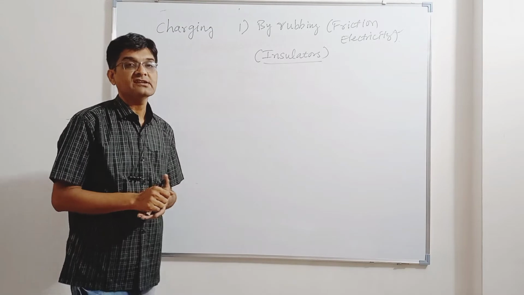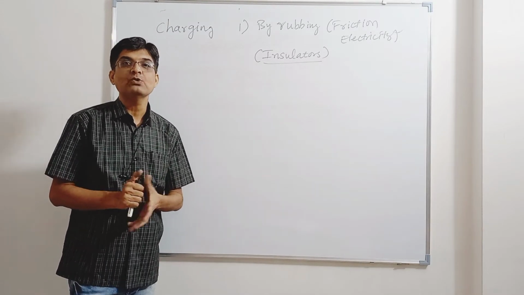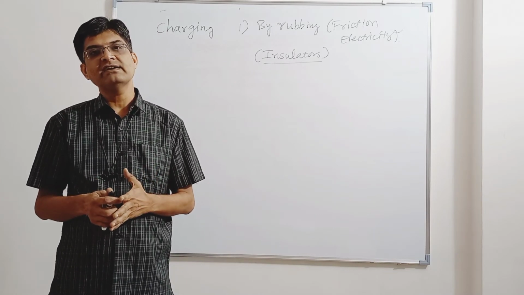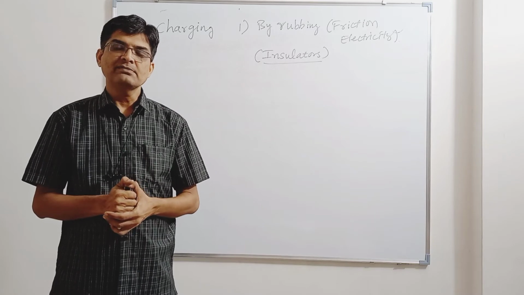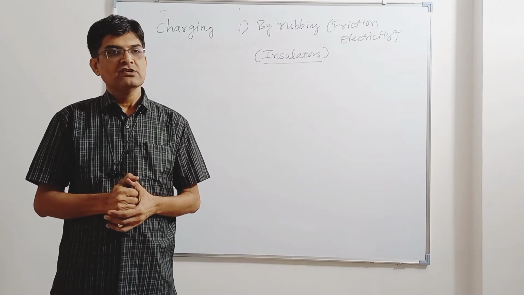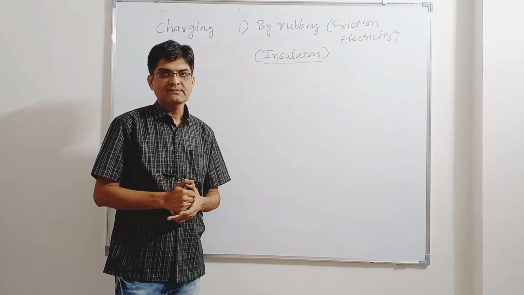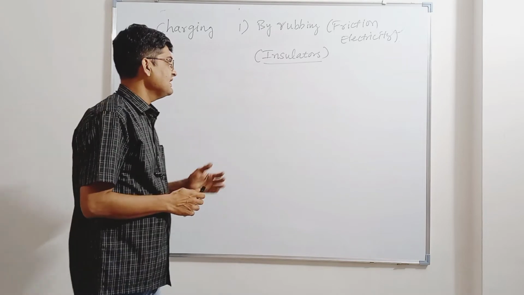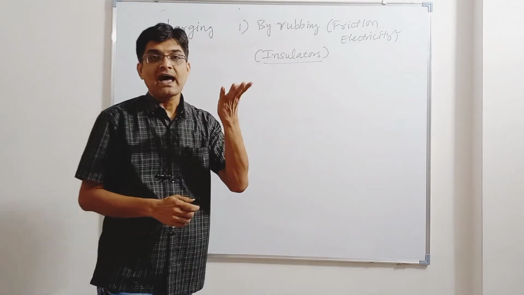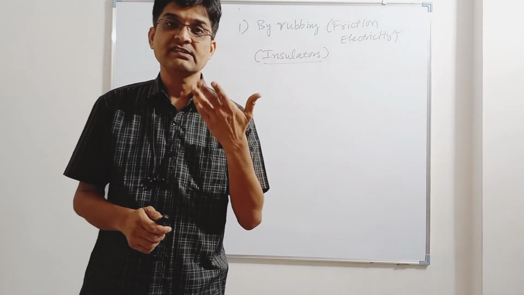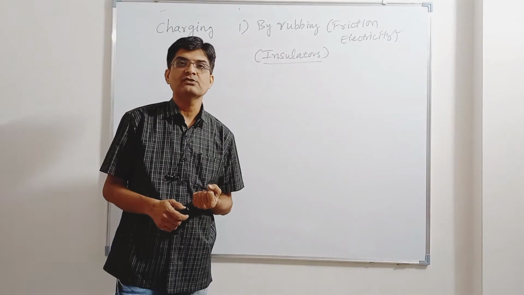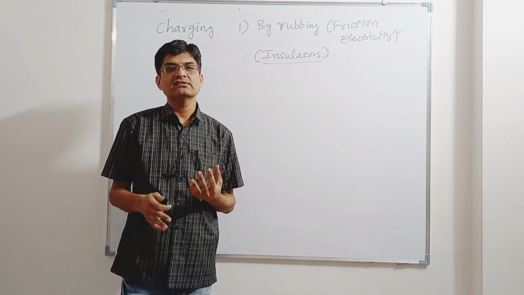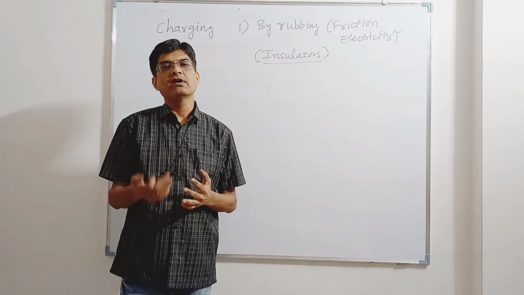There are certain objects which have a tendency to accept electrons and become negatively charged, and there are certain objects which have a tendency to lose electrons and become positively charged. They are listed in a triboelectric series. We'll list it in some other lecture, but here the human hand, glass, plastic are objects which have a tendency to accept electrons and become negatively charged, and paper and other objects become relatively positively charged, right?